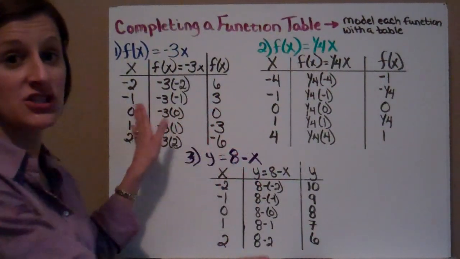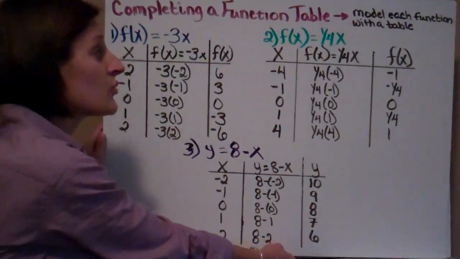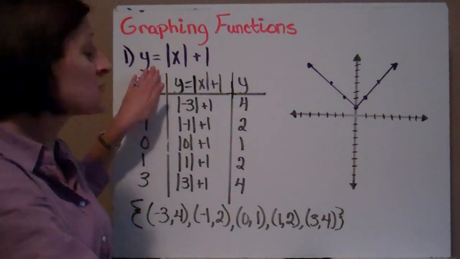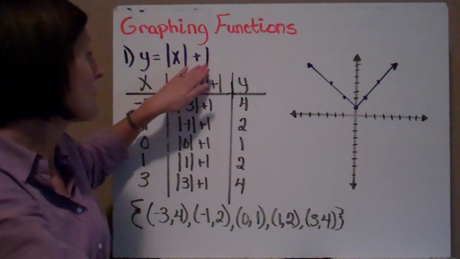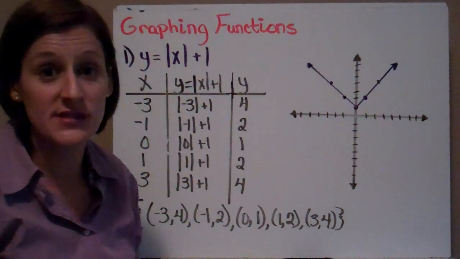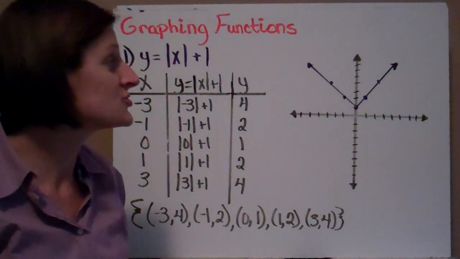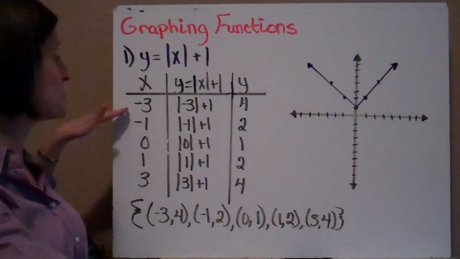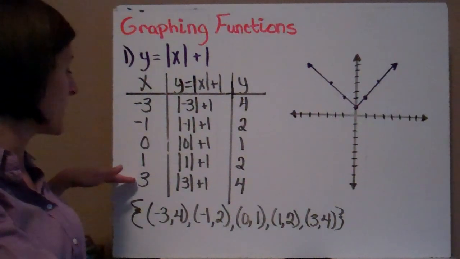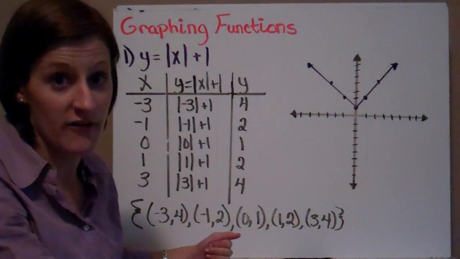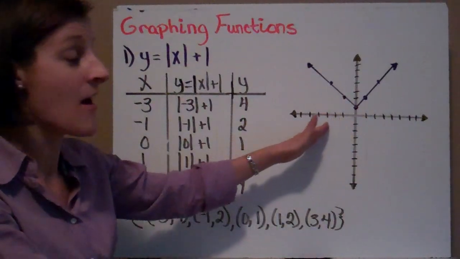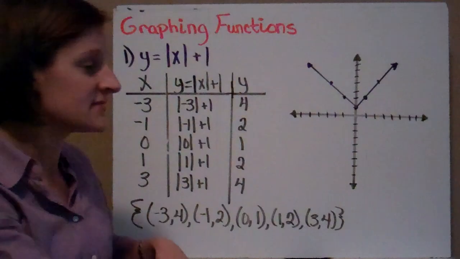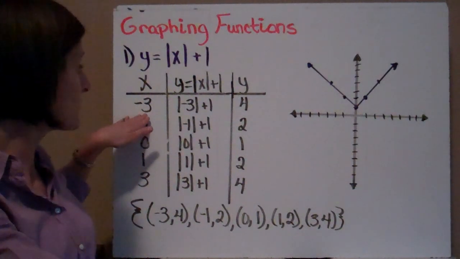Now we'll take a function table and use it to actually graph the function. So this first one I want to graph is y equals the absolute value of x plus 1. What you're going to do is complete a function table in order to get the best picture of the graph. So in this one, I'm going to choose -3, -1, 0, 1, and 3 to give me a good picture of my graph. You want to do some x values that are negative and positive so you get both sides of your graph. So I put in -3.